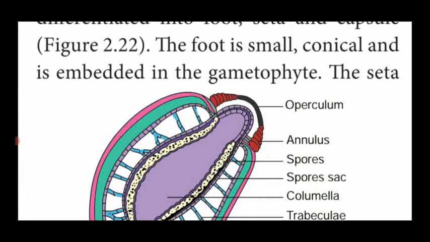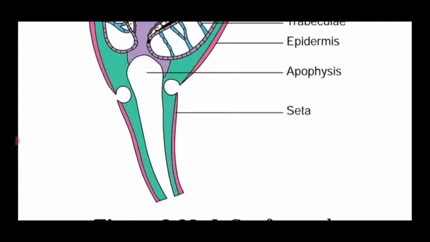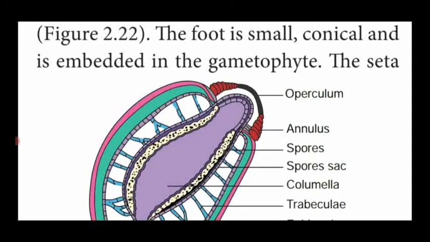Then at the tip of the capsule, there is a minute opening called the operculum. This operculum, which consists of ring-like cells on either side, is known as the annulus. So this is the structure of the sporophyte or capsule of Funaria. The structure of the Funaria capsule we are going to see on the next page.